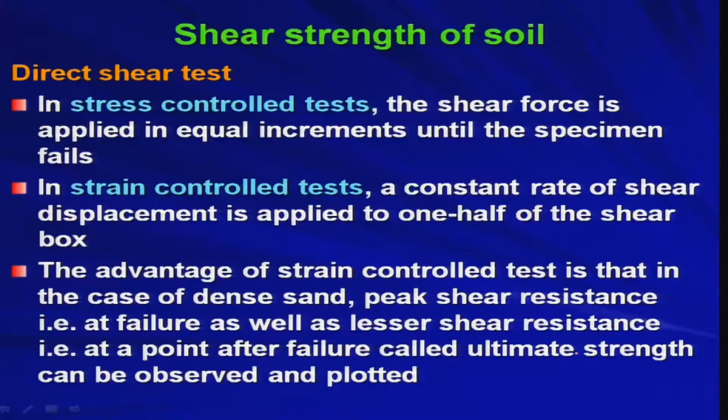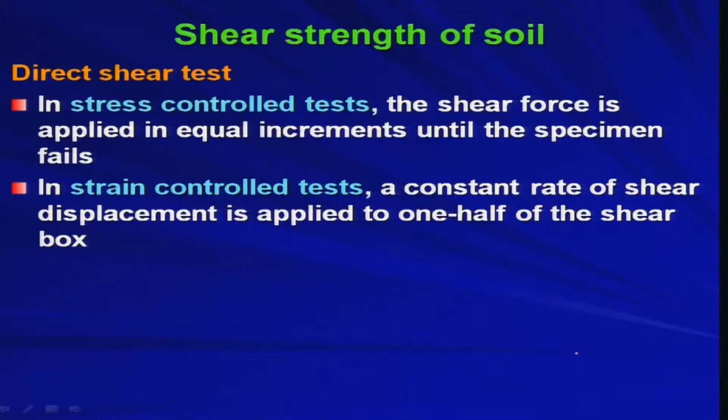Okay. Now, the advantage of strain control test is that in the case of dense sand, peak shear resistance, that is at failure, as well as lesser shear resistance, that is at a point after failure called ultimate strain, can be observed and plotted. Now, what does it mean, right? If you look at this, this is your shear stress versus shear displacement plot, and in case of dense sand you got a curve like that, right. Do you remember? Just now we have seen.